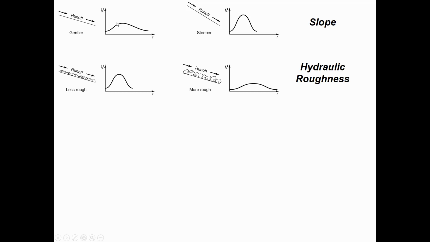Okay, let's look at the effect of hydraulic roughness. And so what the sketch is showing is a relatively smooth surface that's less rough compared to a more rough surface. And so then ask, does this match what we'd expect? How does the hydraulic roughness either delay the flow in the case of a lot of roughness? So there's a lot of roughness there.